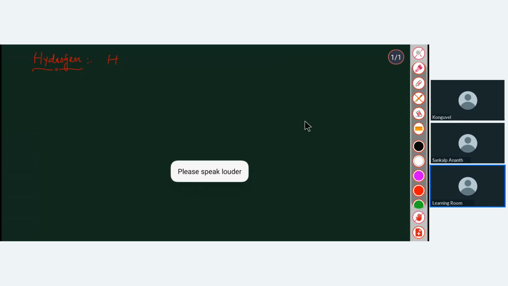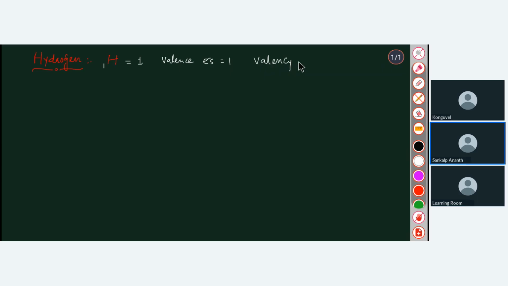Hydrogen. So you already know that this hydrogen, its symbol is H, right? And we know that its atomic number is 1, right? So its electronic configuration means it has only one electron in its valence shell. So I can say that in hydrogen, the valence electrons equal 1, and also its valency is equal to 1.